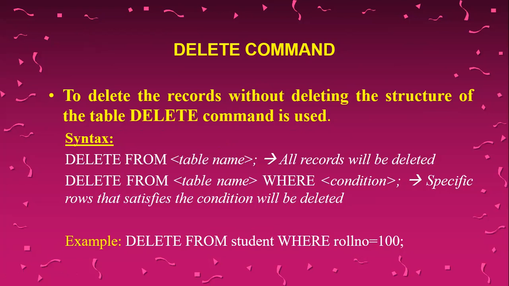And if I want to delete only the specific tuples that satisfy a condition, you have to give a where condition. That is delete from table name where condition. So those tuples that satisfy the condition will be deleted. Delete is a DML command. If I want to delete the records of the student with roll number 100, what will we do? Delete from student where roll number is equal to 100.